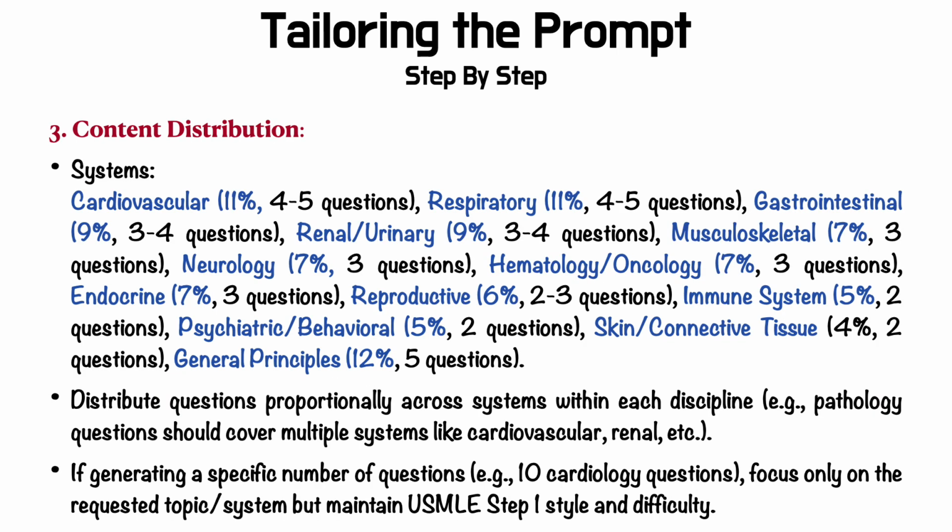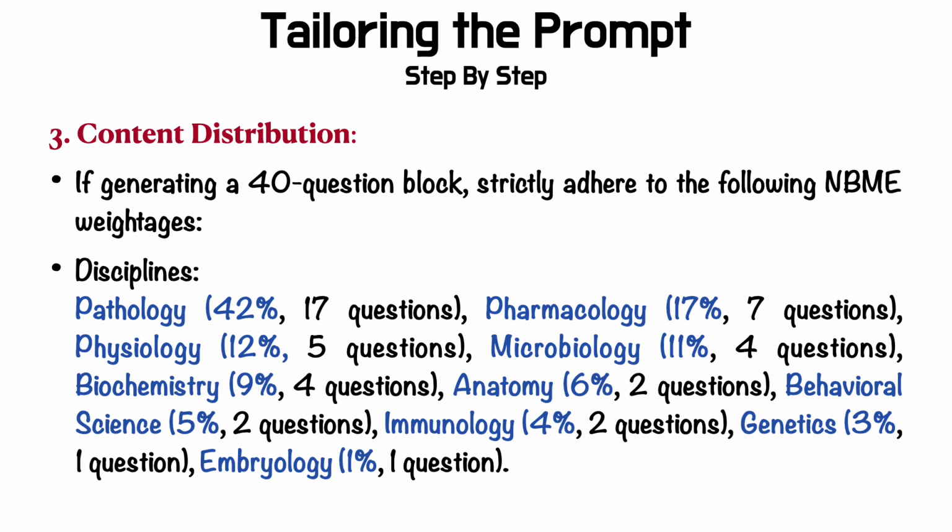So distribute questions proportionately across systems within each discipline. Example, pathology questions should cover multiple systems like cardiovascular or renal, right? So this is how you create the question distribution, the content distribution in each 40 question block.